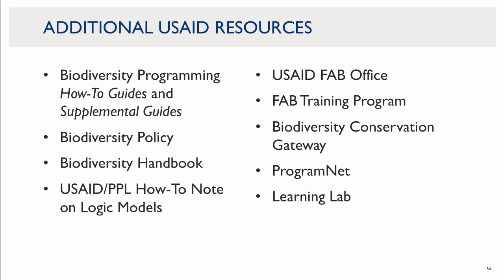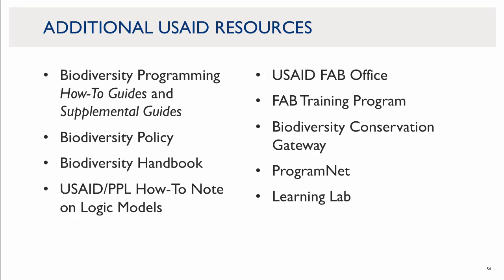The Program Cycle How-To Note, Developing a Project Logic Model and its associated theory of change, published by USAID Bureau for Policy Planning and Learning, is an agency-level resource. The USAID Forestry and Biodiversity Office has various trained staff and resources available. The FAB office can be contacted at fab@usaid.org or by visiting the Biodiversity Conservation Gateway website at the link below this video.